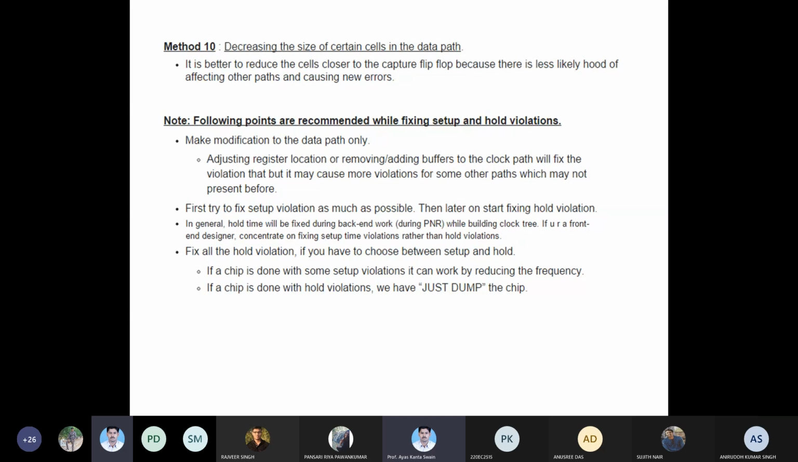Also try to observe the entire duration of the clock, which must be equal to or greater than hold and setup time. Okay. First try to fix setup violation as much as possible, then start fixing hold violation. In general, hold time will be fixed during backend. Generally, setup time violation is checked in the front end.